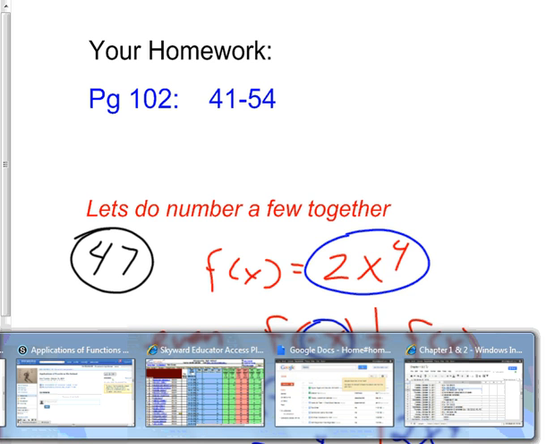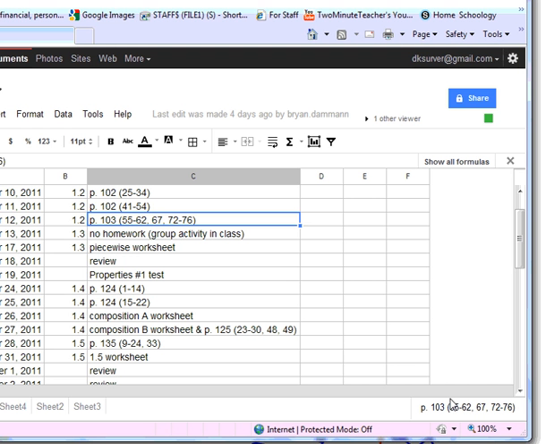Let me see if I can find it. It's right here. Homework is right there for Wednesday's homework. It's page 103, 55 through 62, 67, and 72 to 76. So if you think you're going to be gone tomorrow, you may want to write that down. Otherwise, I'm going to say it at the end of the video tomorrow too, but 103, and this looks like a big assignment, but it's really only like 10 problems or something like that. It's not very many.